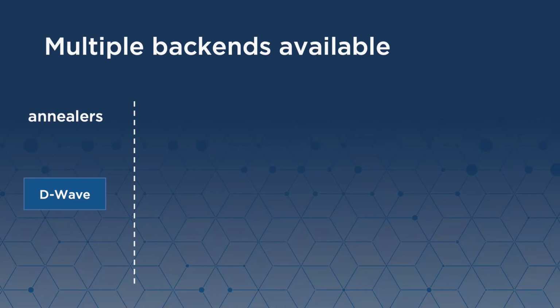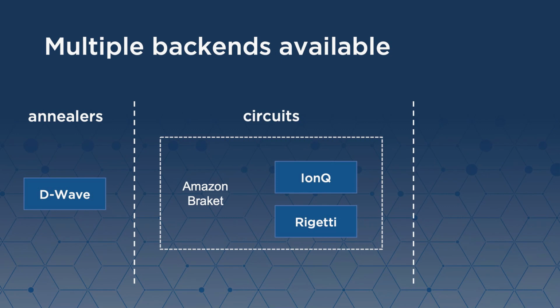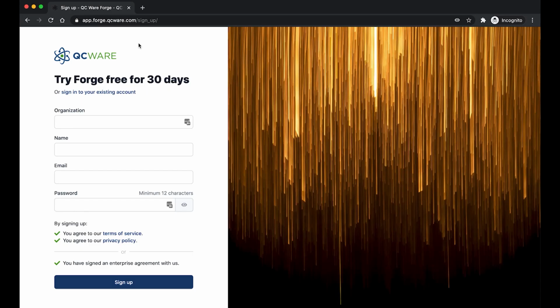What we're offering are three types of hardware backends: annealers, specifically the D-Wave quantum annealer; circuit backends through Amazon Braket, specifically IonQ and Rigetti; and classical hardware to power simulation needs. So now let's go see QC Ware Forge.